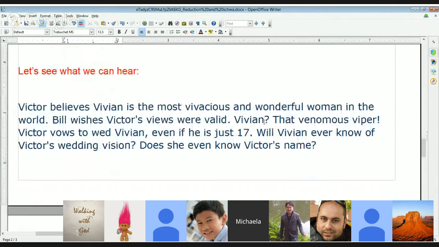Okay, so we're going to read this and talk a little bit about which of the sounds become a schwa. I'm going to give it one read over, and then we'll talk about which of these sounds are schwa. Victor believes Vivian is the most vivacious and wonderful woman in the world. Bill wishes Victor's views were valid. Vivian? That venomous viper. Victor vows to wed Vivian, even if he's just 17. Will Vivian ever know of Victor's wedding vision? Does she even know Victor's name?